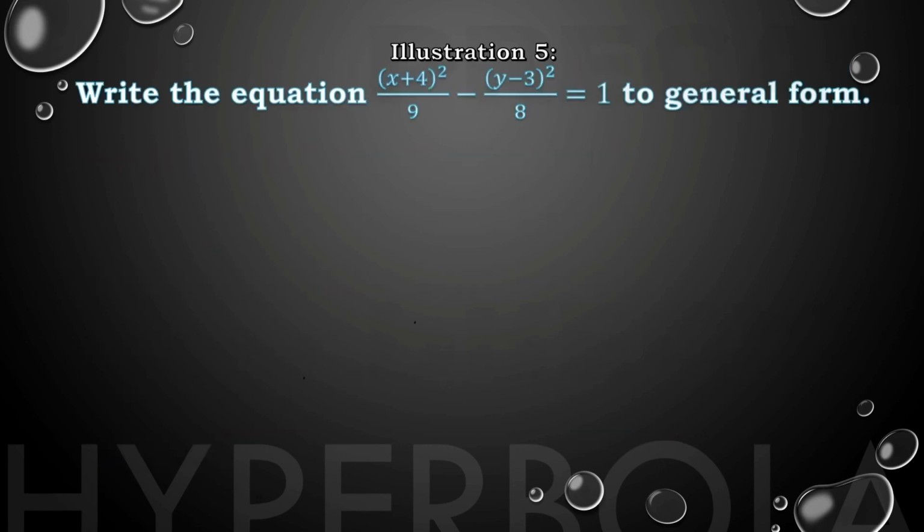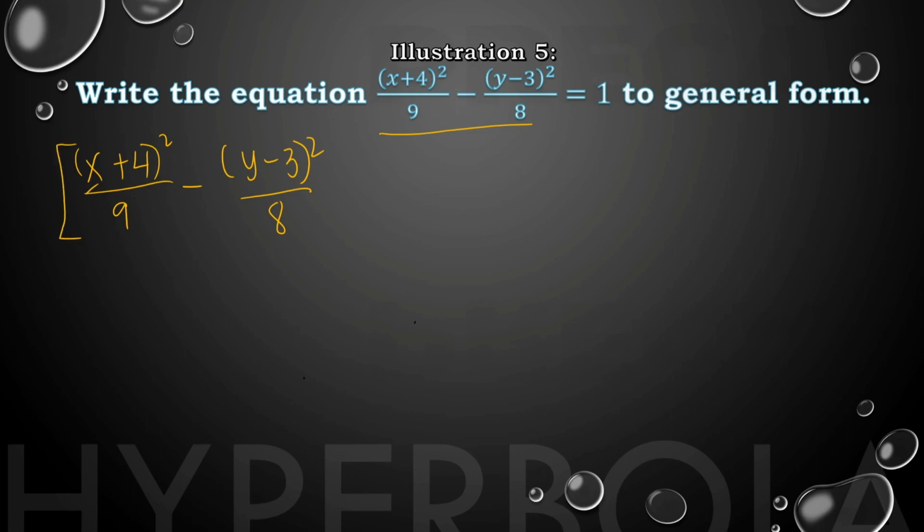For example, number 5, write the equation to the general form. So, ito ay nasa standard equation. So, transform natin siya into general form. Ito ay isang horizontal hyperbola dahil positive yung x plus 4 squared. So, yung x is positive. And then, multiply lang natin both sides by LCD. So, LCD ng 9 and 8 is 72.